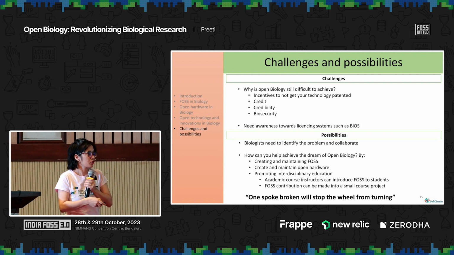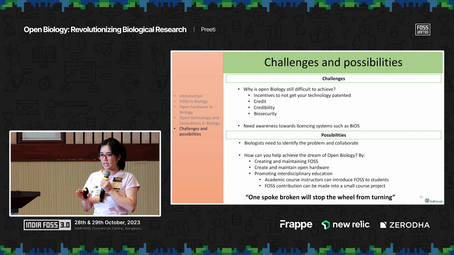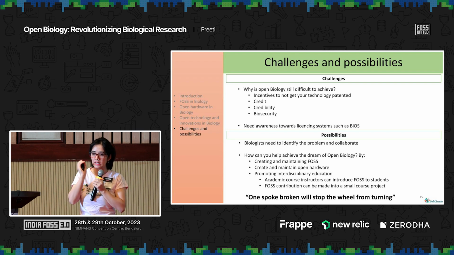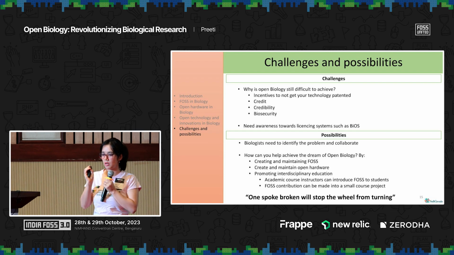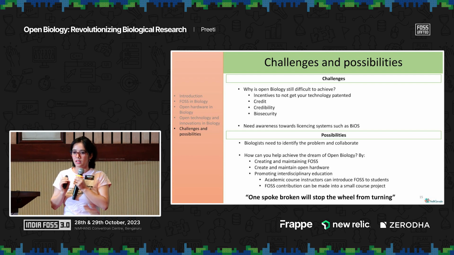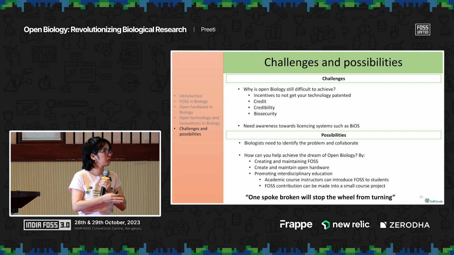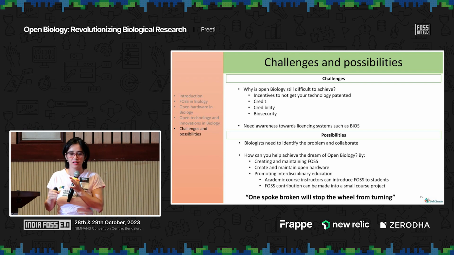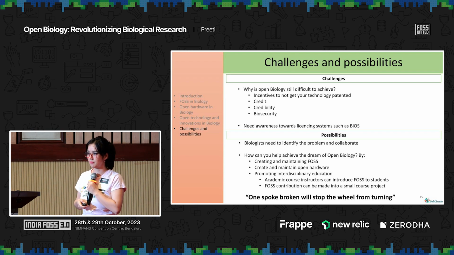Once something is broken, it will stop the wheel from turning, and that's exactly what happens in biology. Innovations in biology have so many steps that even if one thing is missing, you cannot move towards open biology. So open biology has to move like the software, hardware, and techniques and protocols together. Yeah, that's it. Thank you.